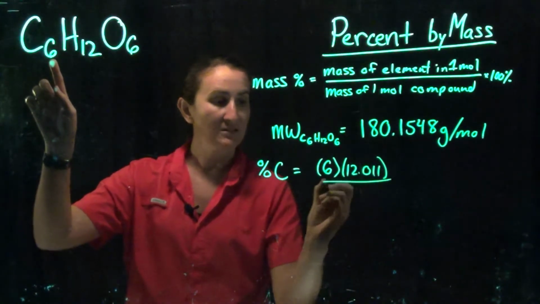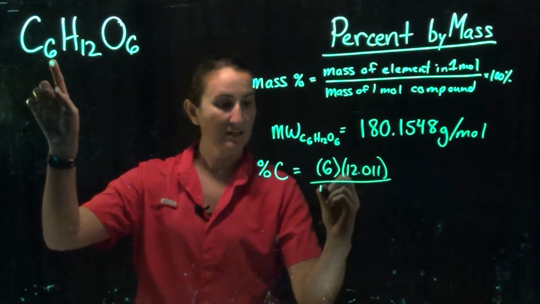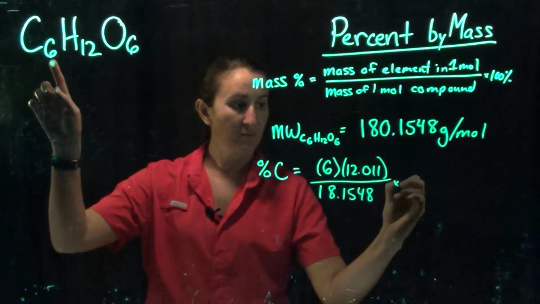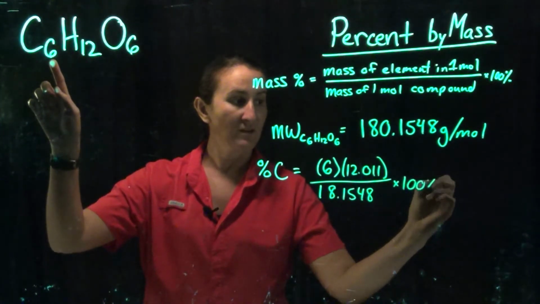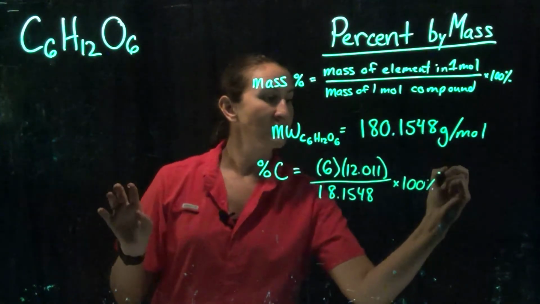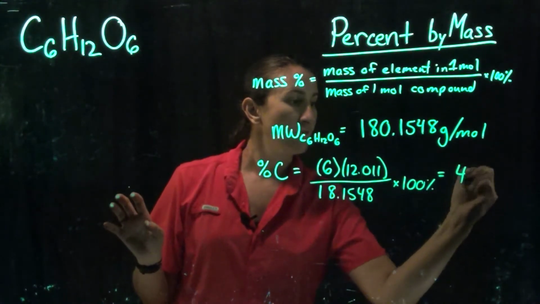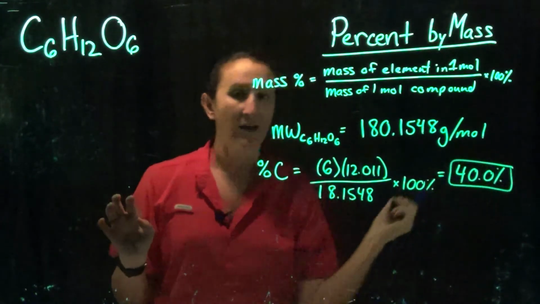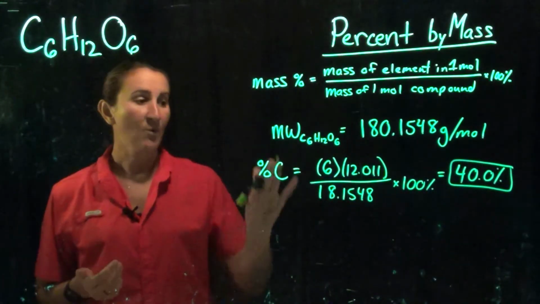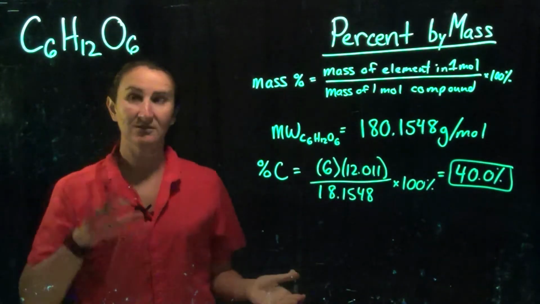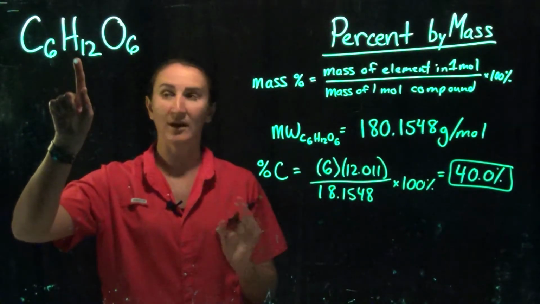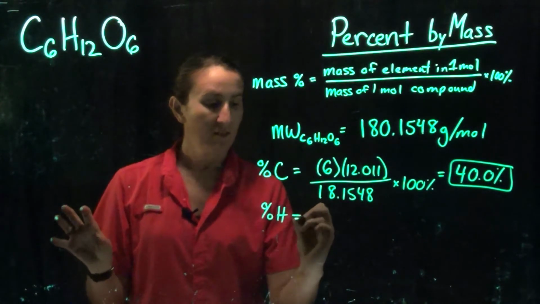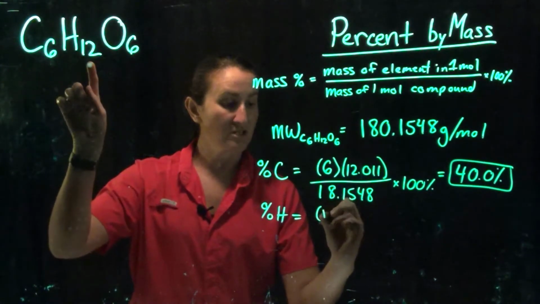So you would put that over 180.1548 multiplied by 100 with units of percent. And that will give us a total percentage of 40.0%. So that is our percent by mass of carbon. And we can just repeat this exact same process to determine how much percent by mass hydrogen and oxygen are. So hydrogen, there are 12 hydrogens.